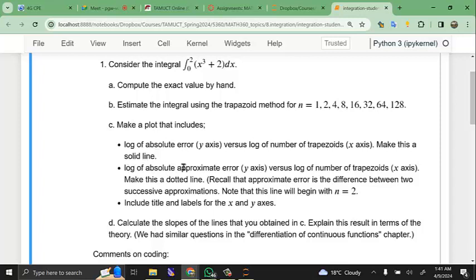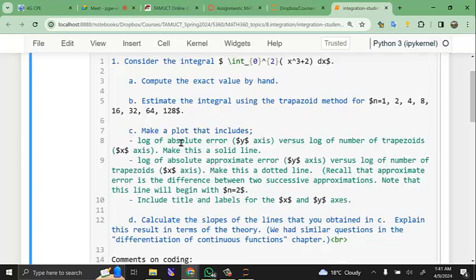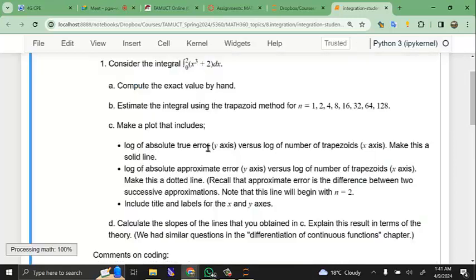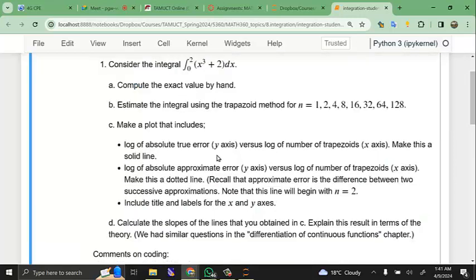So this is the log of the absolute approximate error. Okay, so this is approximate error, not the... So make sure you've got the difference between approximate error and absolute error. Maybe I should make this clear: this is the log of the absolute true error, so that you distinguish between the two. Now you can compute the true error because you can compute the integral exactly. But approximate error, remember, means the difference between successive terms.